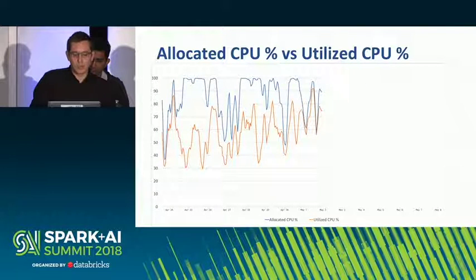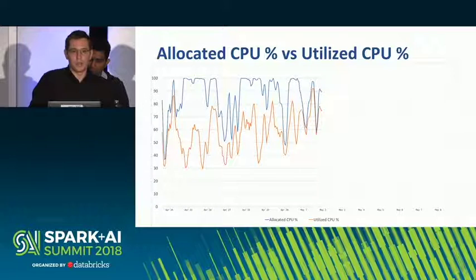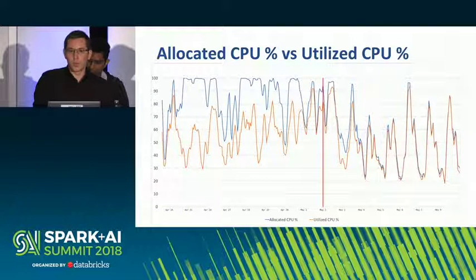And the gap between utilized and allocated CPU percentages was pretty big. After we rolled out the change, we could see significant improvements. We were no longer capping on the CPU, and the lines look pretty much identical.